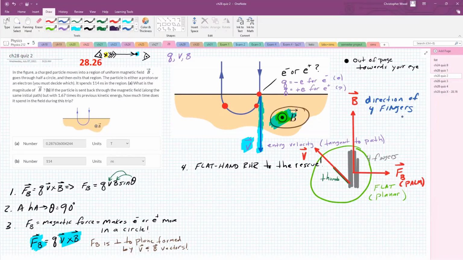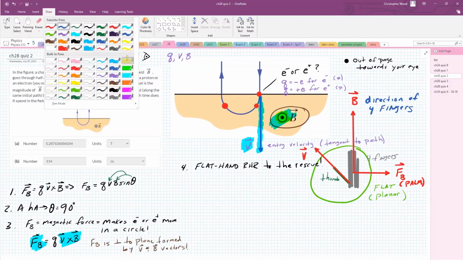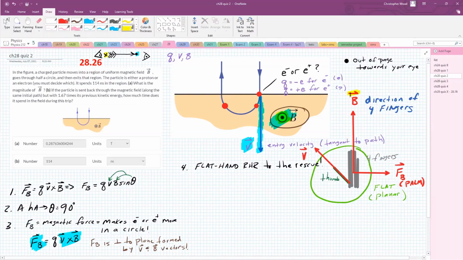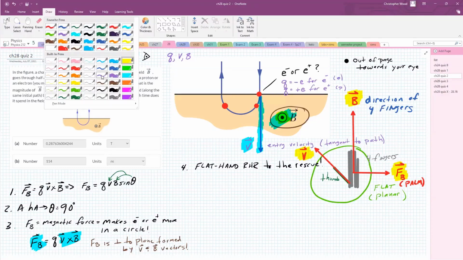This is how you figure out the direction. This is the flat hand, right hand rule. Most people just call it right hand rule, but I call it flat hand, right hand rule because there's another right hand rule where you don't keep your hand flat. But there it is. These are my key players, V, B, and F. So if we do this flat hand, right hand rule, all right, so here we go.